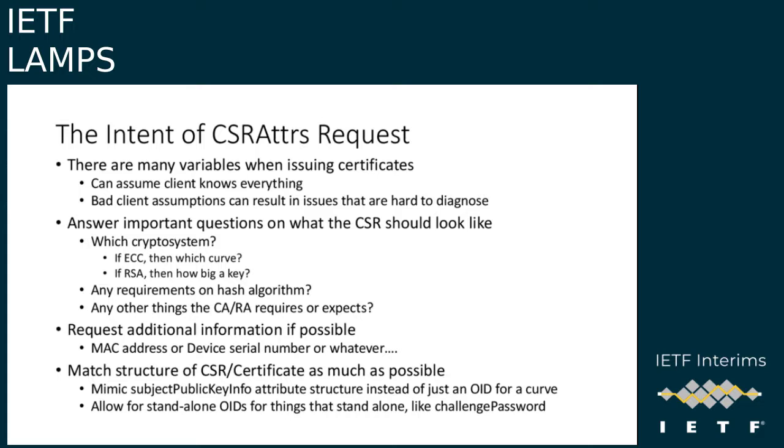Similarly, there were things like, perhaps they want a particular hash algorithm used depending upon the crypto system, and there may be other things that the CA might want or the RA might want. So the goal is to match the structure of the CSR, the certificate, as much as possible, but of course that isn't exactly what happened. But it does have attributes, and it has standalone OIDs. So it's a sequence of attributes and OIDs. So next slide, please.